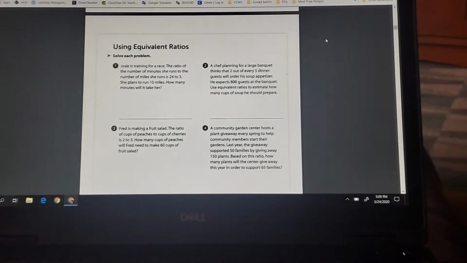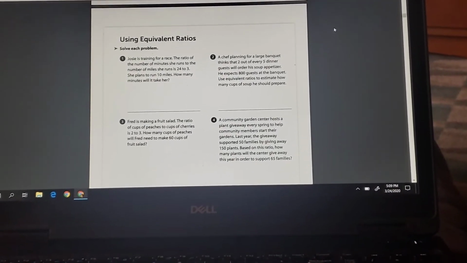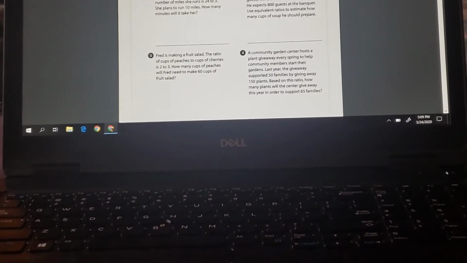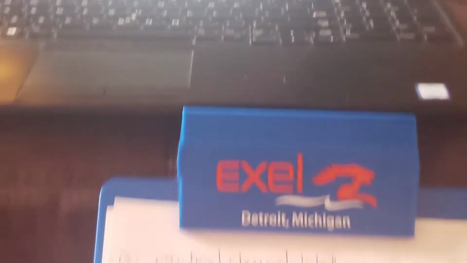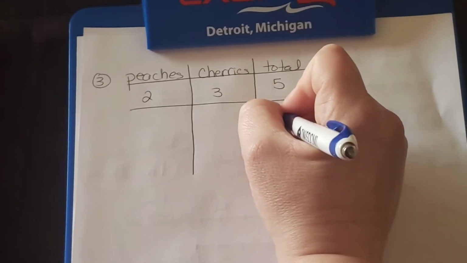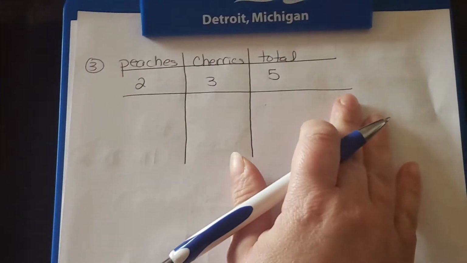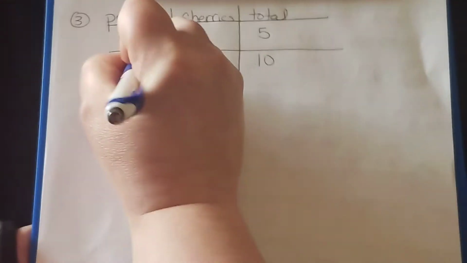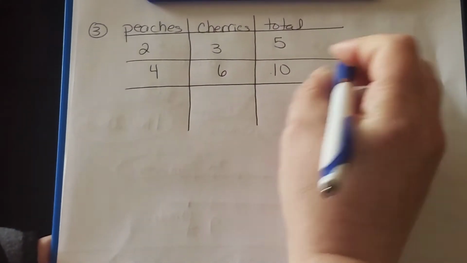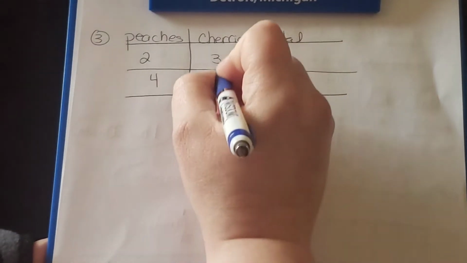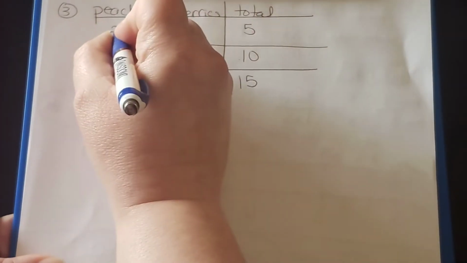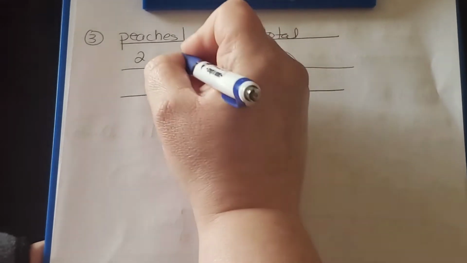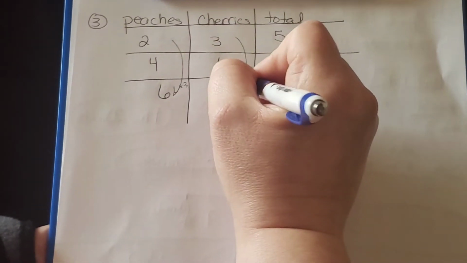The question's asking how many cups he would need to make 60 cups of fruit salad total. So really, I need this 5 to jump up to 60. I just wanted to show you how the pattern works. If I were to double it, I would double every number, okay? If I were to triple it, I would triple every number, okay? I'm going back to the timesing by 3.